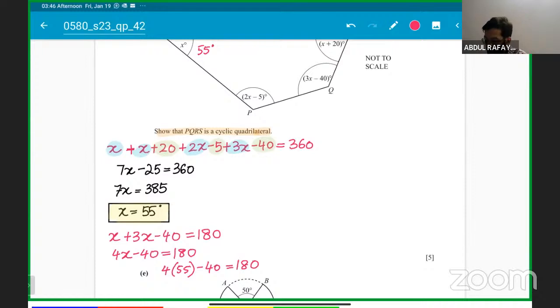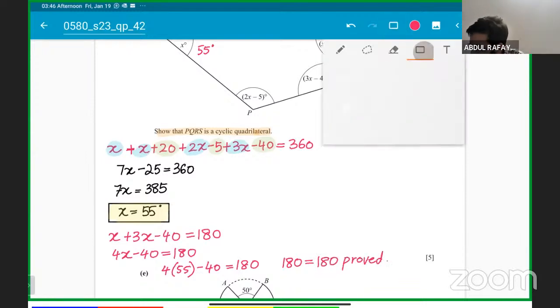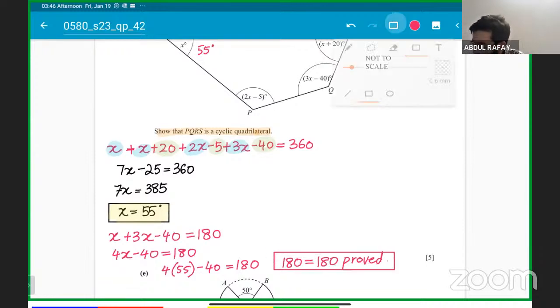So 4 times 55, adding up, and minus 40. Yes, this is matching 180. Make sure to show the examiner like this, that 180 is equal to 180, hence it is proved. Do it for both of them. This is for one of them proved, and do the alternate one as well.